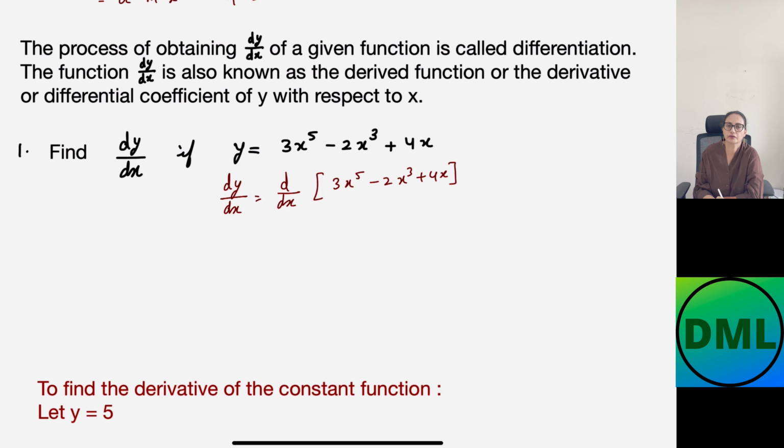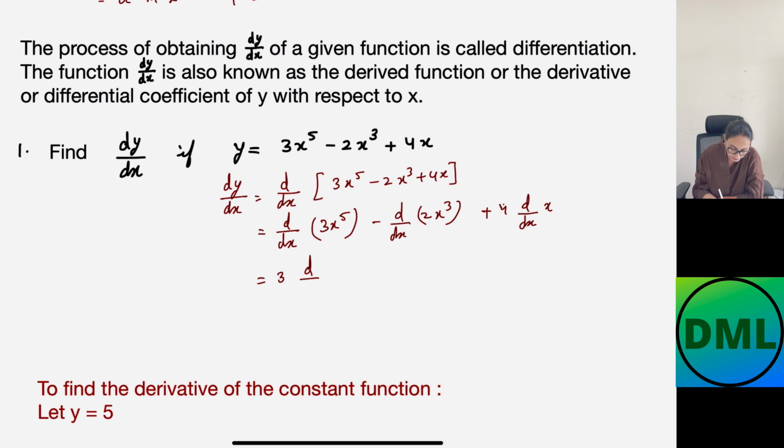This is the addition of three terms. I have to write down separately d by dx of 3x to the power 5 minus d by dx of 2x to the power cube plus 4 d by dx of x. This will be written as: 3 is a constant function, so it will come out. I need to differentiate d by dx of x to the power 5.